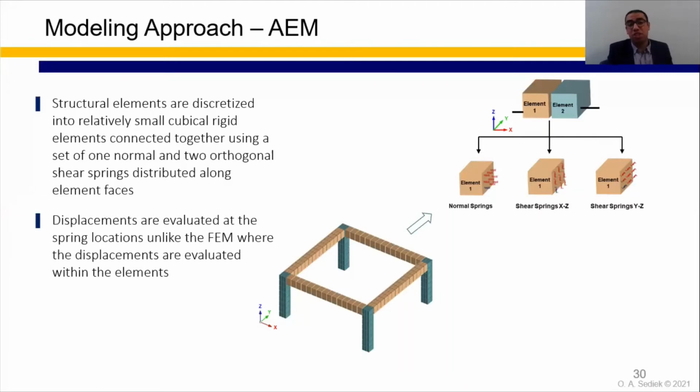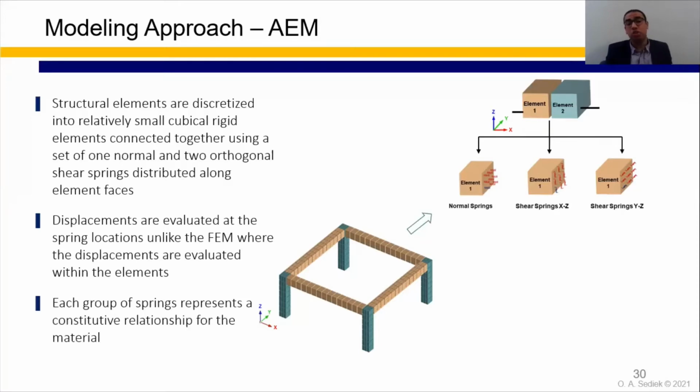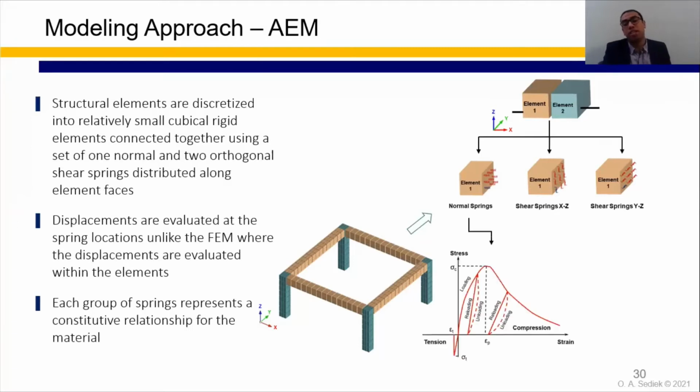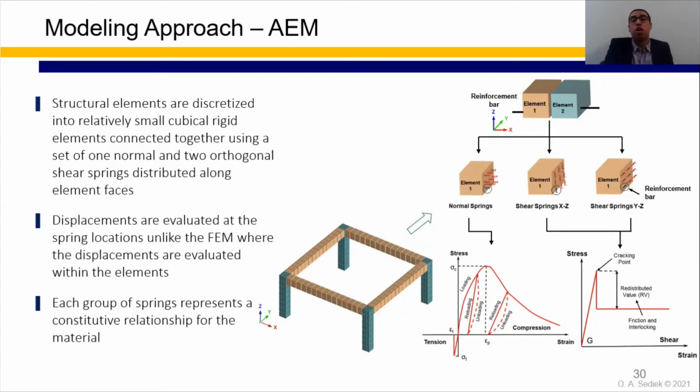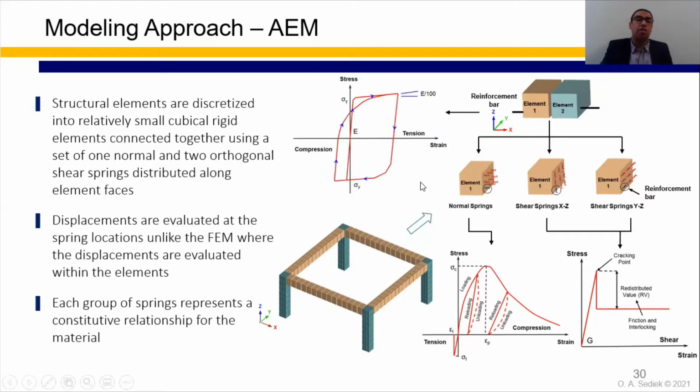And the displacements are evaluated at the spring locations, not like the finite element method where the displacements are evaluated within the elements. That's why this approach is faster to simulate the collapse of the building compared to the finite element method. Each group of springs represents a constitutive relationship for the material. The normal springs represent the normal behavior of the concrete, compression and tension. The shear springs represent the shear behavior of the concrete, while the reinforcement bars are represented by another set of springs that represent the cyclic behavior of the steel reinforcement.